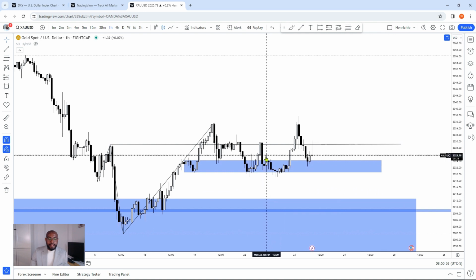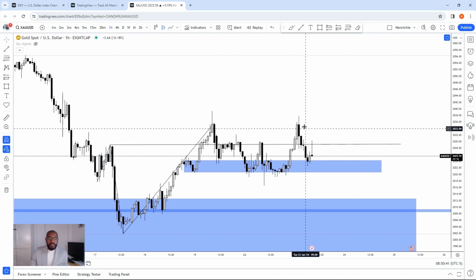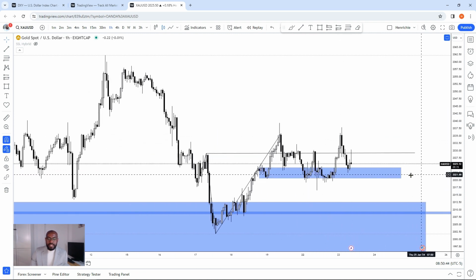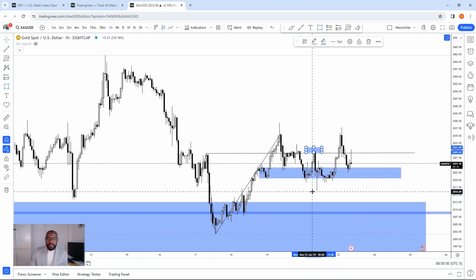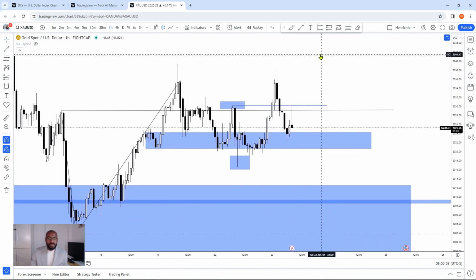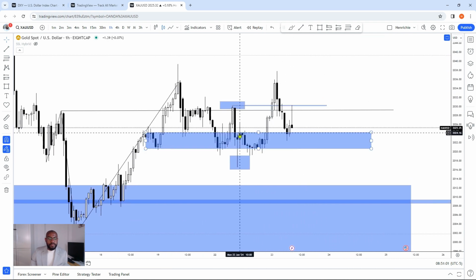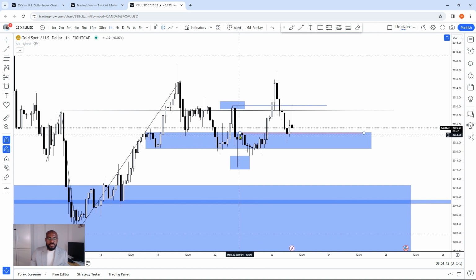So what I do is, after this whole consolidation right here, I'll look for a break of structure within this zone. And right here we'll have a high, and we'll have a low, and then we'll have a break of structure. Now this right here was the last move to the downside before an expansion that broke structure.